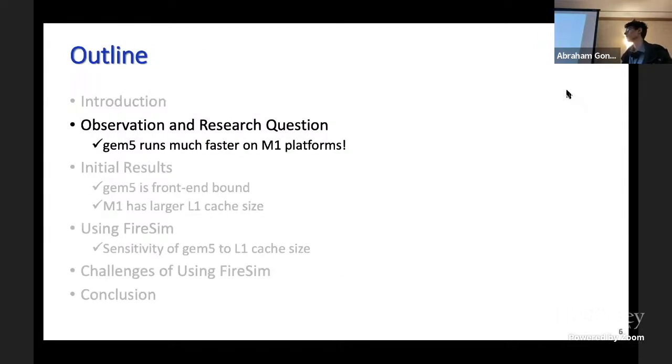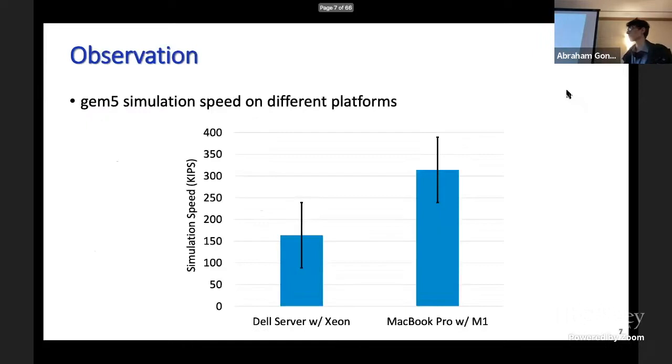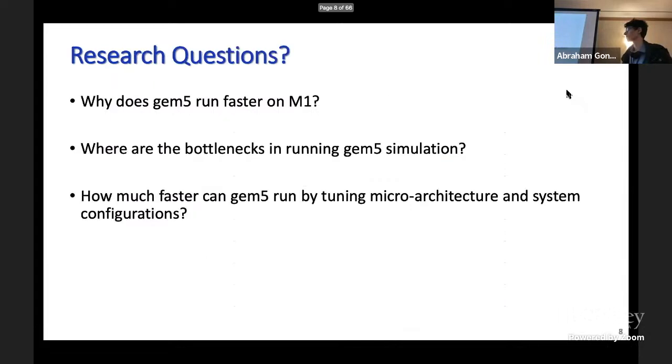So our initial observation was that Gem 5 runs a lot faster on these Apple M1 chips, even on a MacBook Pro. This chart shows the difference between the simulation speed on a Dell server with an Intel Xeon chip. The black bars are the minimum and the maximum, and the simulation speed of a MacBook Pro with a M1 chip. As you can see, the simulation speed in kilo instructions per second is a lot higher on the MacBook Pro, which was quite surprising to us initially.